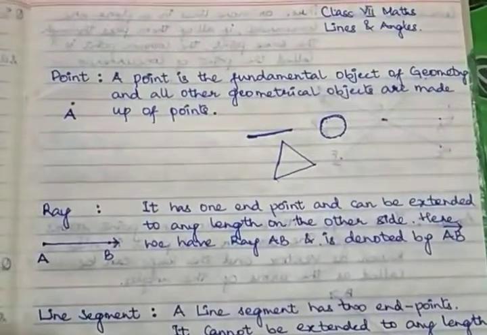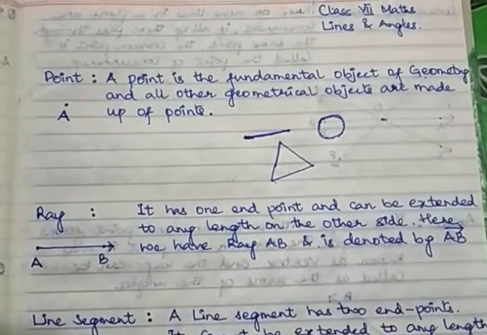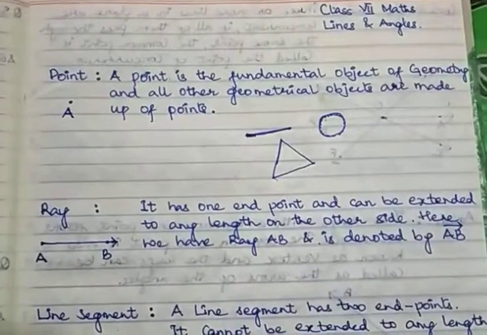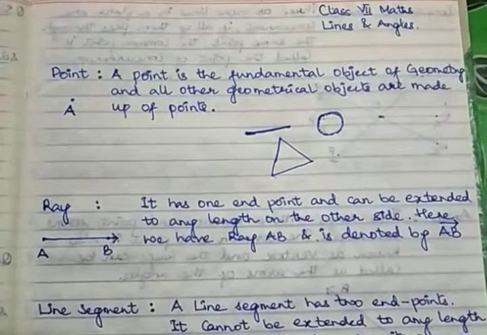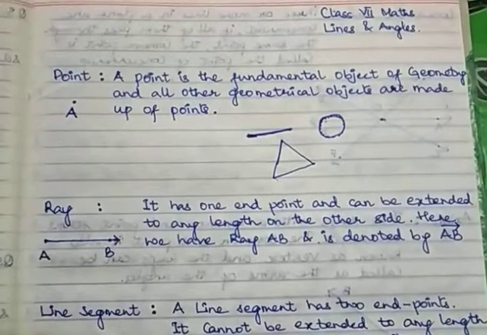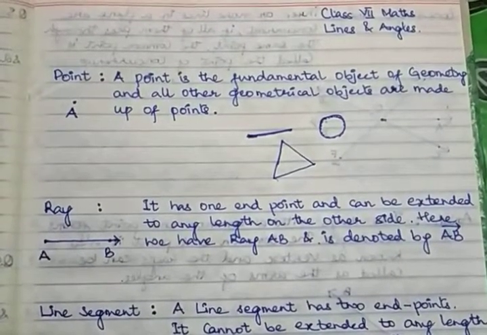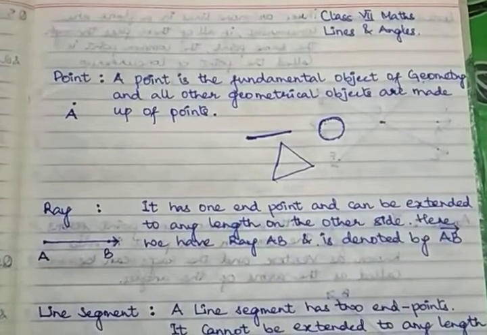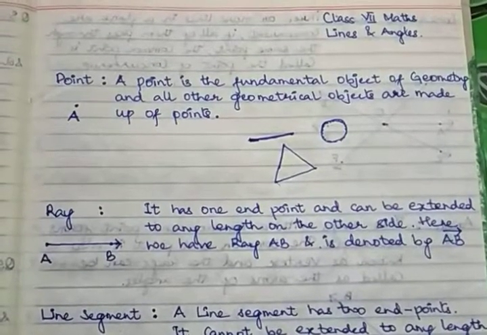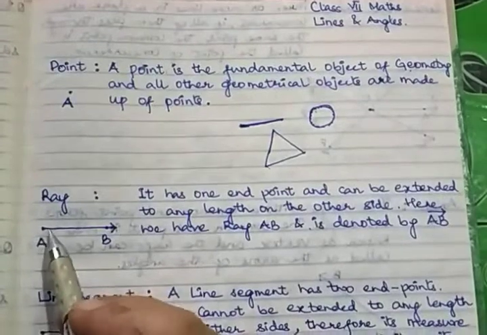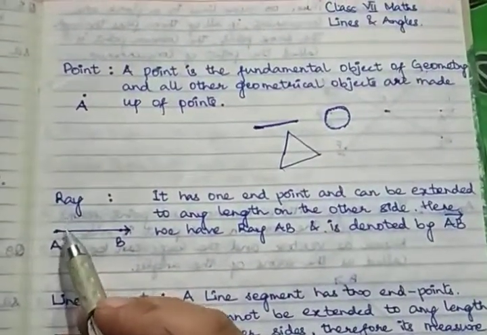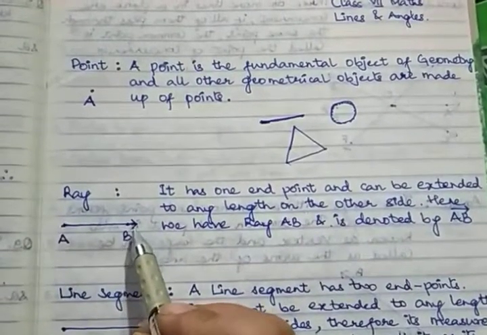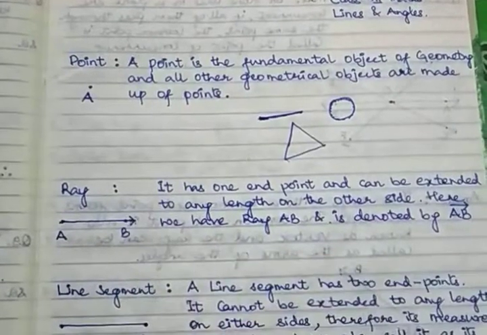Now the next one here is a ray. The definition of a ray has been given as: it has one endpoint and it can be extended to any length on the other side. Here we have ray AB, denoted by AB, and there is an arrow moving from A towards B. Why so? Below the definition I have drawn the figure as well. See, a dot, and it's moving towards the other side. The arrow means it can be extended to any length on the other side.